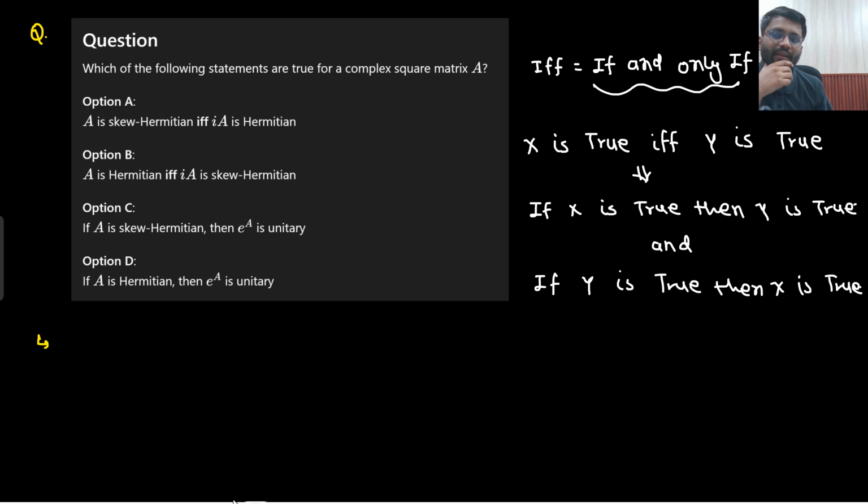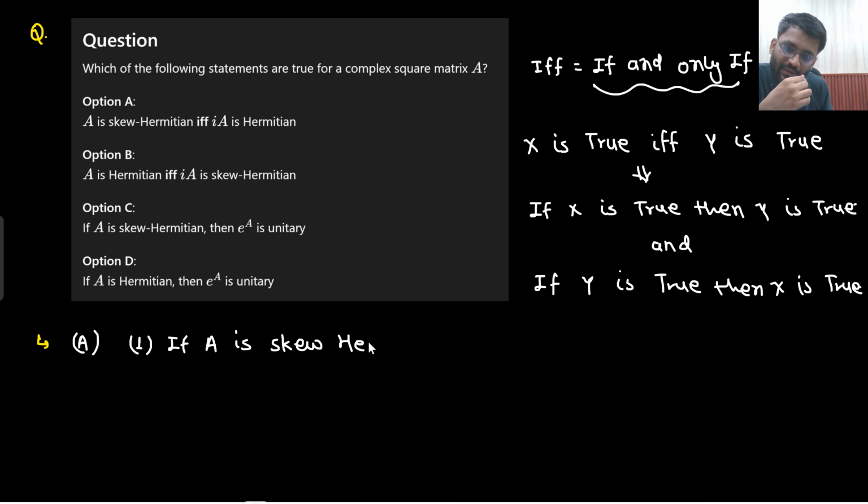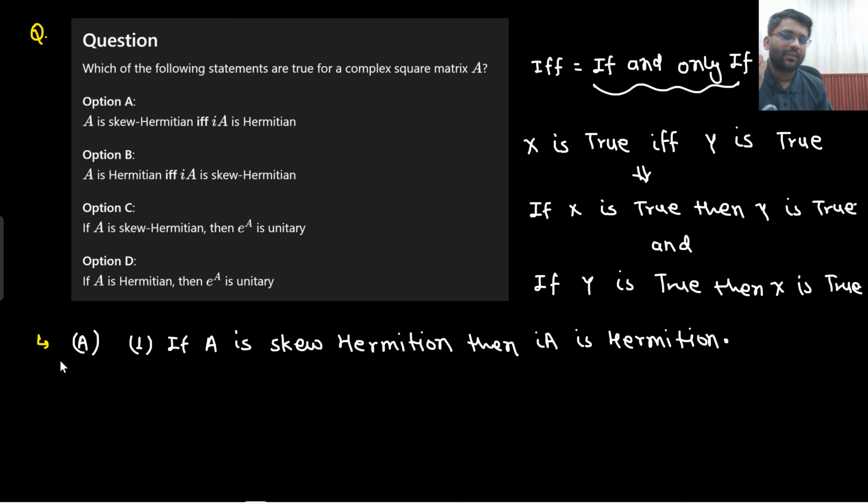So let's solve option A. In option A, what we need to do? We need to proceed in two directions. What is the first statement? That if A is Skew-hermitian, then iA is Hermitian. Okay, this is the first statement.